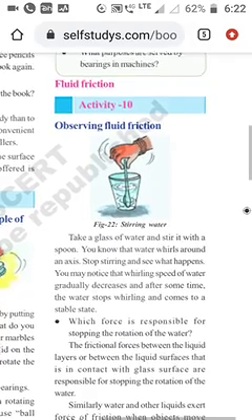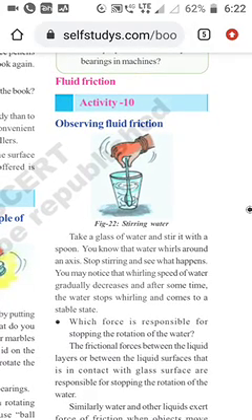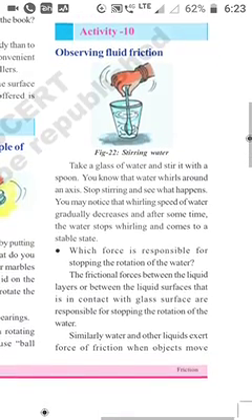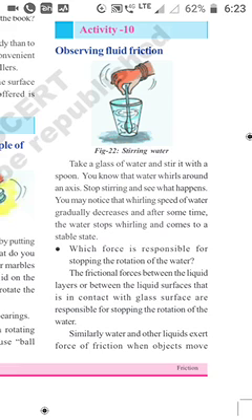Next, activity 10: observing fluid friction. Take a glass of water and stir it with a spoon. You know that water whirls around an axis. Stop stirring and see what happens. You may notice that the whirling speed of water gradually decreases, and after some time the water stops whirling and comes to a stable state.